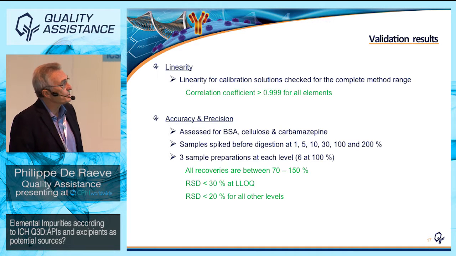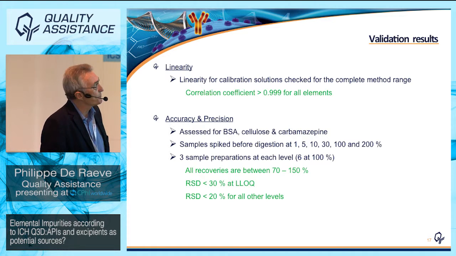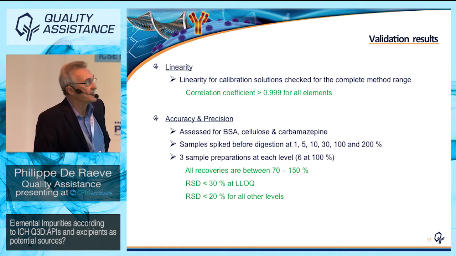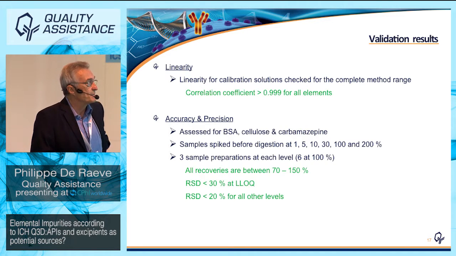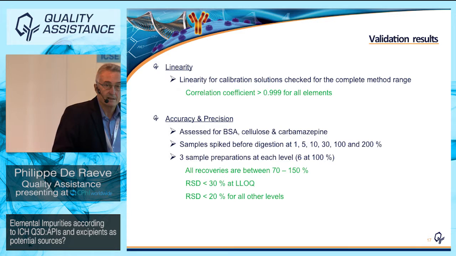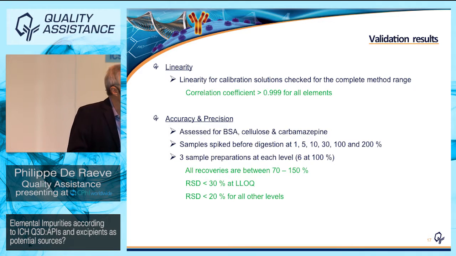Linearity of the method was very good for all elements. And we evaluated the accuracy and precision for BSA, cellulose, and carbamazepine with sample spikes at 6 different levels, covering the whole range of the method, with 3 sample prep at each level and even 6 at mid-range. I will show you that all recoveries are well within the acceptance criteria, 70 to 150%. The RSDs are less than 30% at the lower limit of quantitation, while it is lower than 20% for all other levels.